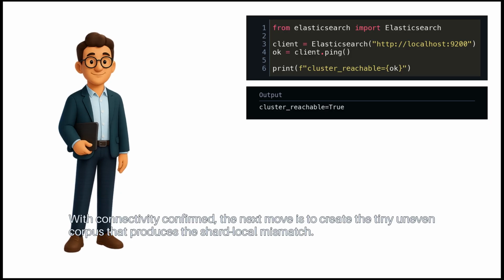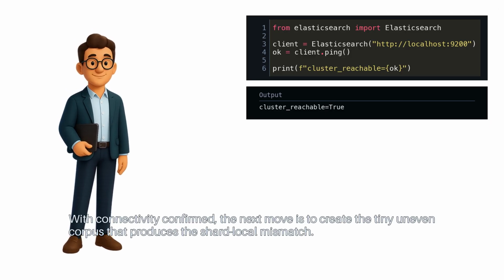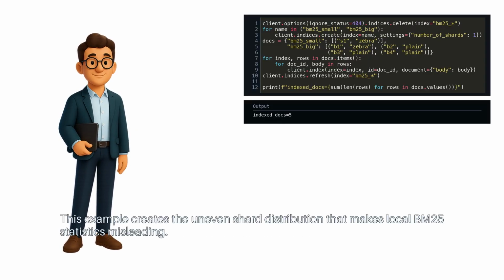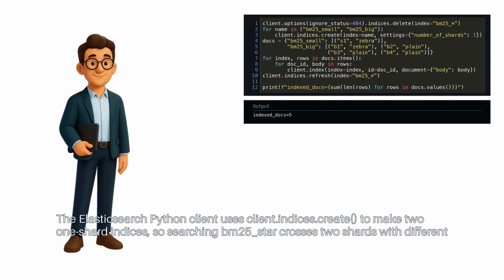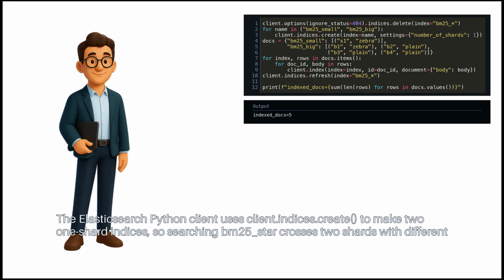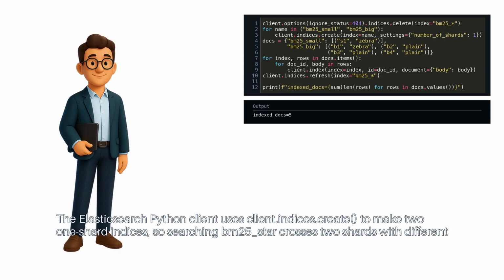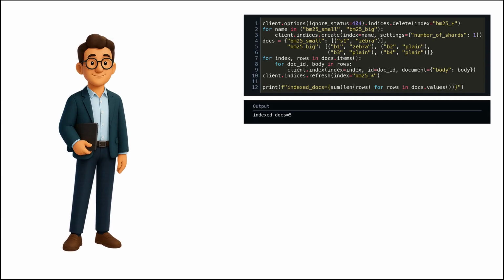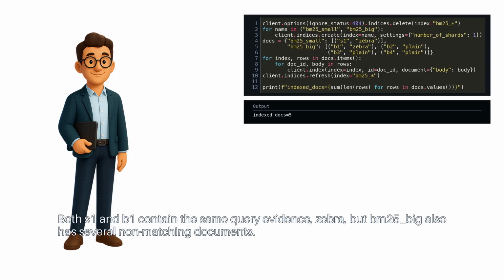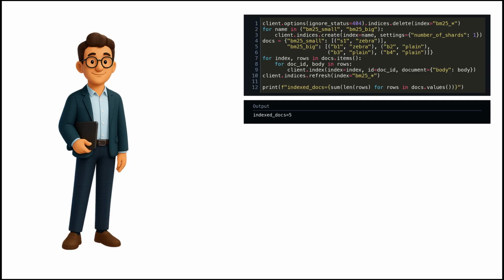With connectivity confirmed, the next move is to create the tiny uneven corpus that produces the shard local mismatch. This example creates the uneven shard distribution that makes local BM25 statistics misleading. The Elasticsearch Python client uses client.indices.create to make two one-shard indices. So searching BM25 star crosses two shards with different local collections. Both S1 and B1 contain the same query evidence, zebra. But BM25 big also has several non-matching documents.